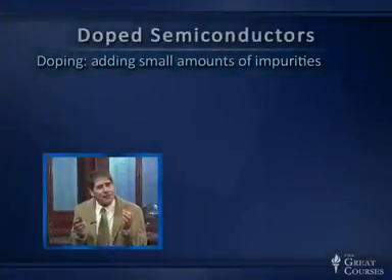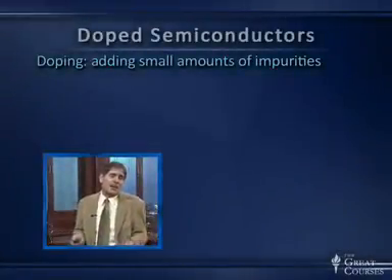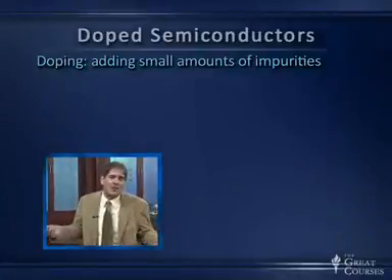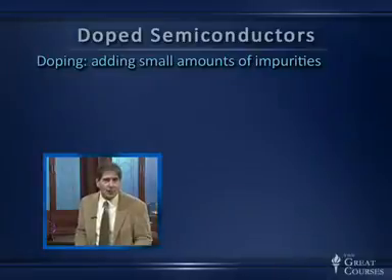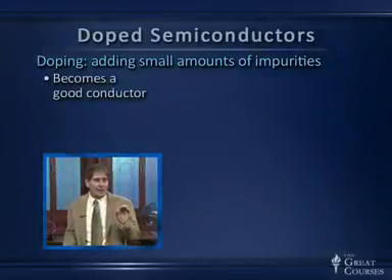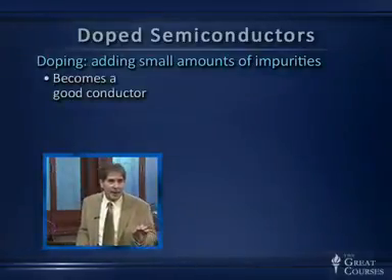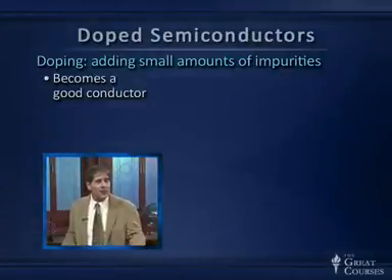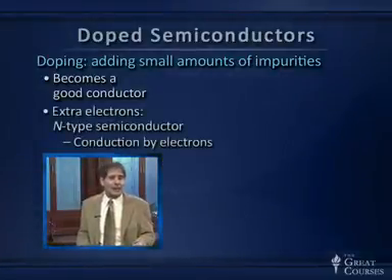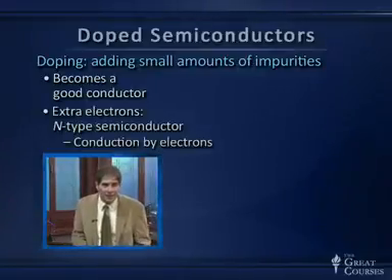And I want to show you how we do that, and then I want to show you a couple of devices that work on that principle. We dope semiconductors. We add very small quantities of impurities, typically at the level of about 1 part in 10 million or so. Very small amounts of impurities. And here's what they do. They, first of all, make the material become a good conductor. And we can do that in 2 different ways. If we add extra electrons, we have what's called an N-type semiconductor.